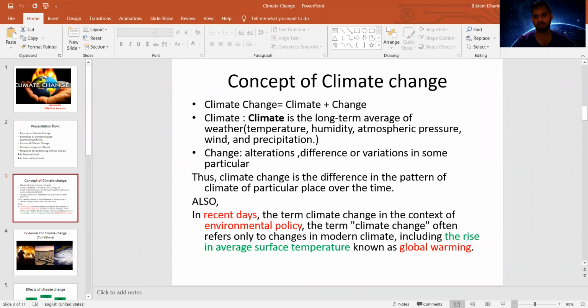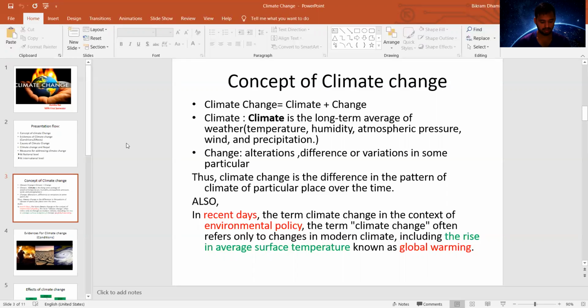Okay, so let's start with the concept. As you can see there, climate change is made up of two words, climate and change. Climate is the long-term average of weather. In weather we study temperature, humidity, atmospheric pressure, wind, and precipitation. I'm giving you an example, though the data may not be exact. Since we are living in Kathmandu, we experience temperatures of about 8 degrees Celsius to 26 degrees Celsius at most, and we receive rainfall of about 1500 mm annually. Regarding these features of temperature and rainfall, we can say that the climate of Kathmandu is a temperate one. That means we are considering the average weather factors and determining the climate.